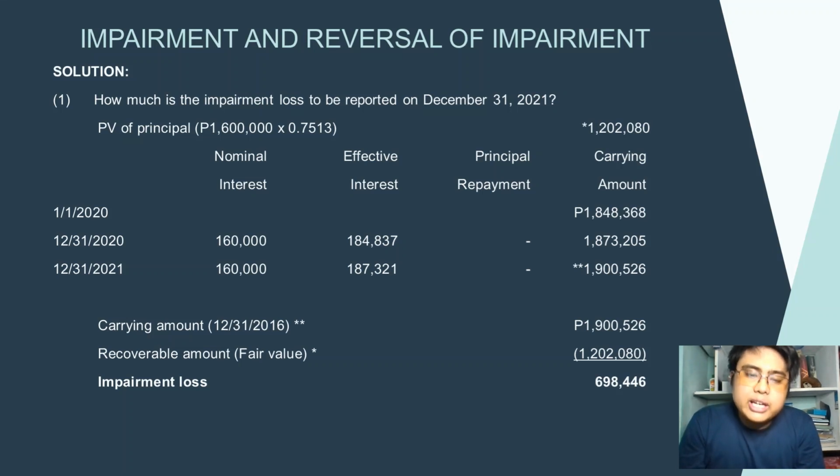So my point here is, sinabi kasi ng problem na on December 31, 2021 or during 2021 rather, the company could still pay the interest. Ang hindi niya kayang bayaran yung mga susunod na interest. So dahil nabayaran yung interest ng 2021, hindi mo na siya isasama for impairment loss computation. But if the problem is silent or sinabi niya na hindi kayang bayaran ngayong taon, you need to include the accrued interest. Okay, so again, this would be the answer for number 1.